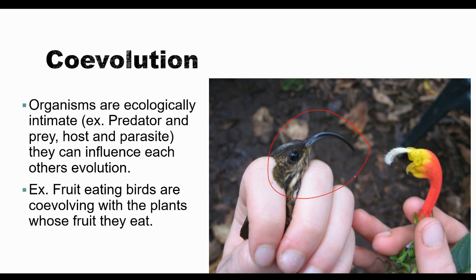Here's an example of a nectar-eating bird whose beak is very curved and it matches that flower almost perfectly because these flower nectar-drinking birds have co-evolved with the shape of the flower. So this is just a really cool thing.